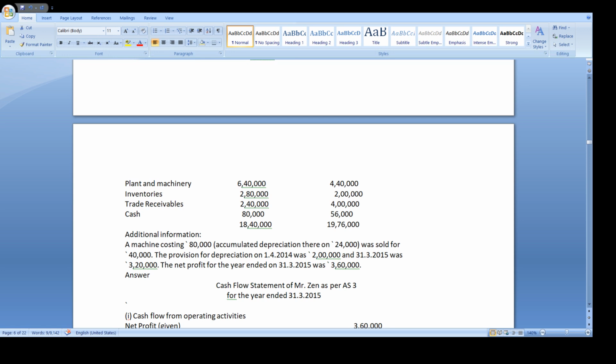In question number 16, if anyone is getting any type of doubt, you can comment it. I'll be there for the solving.